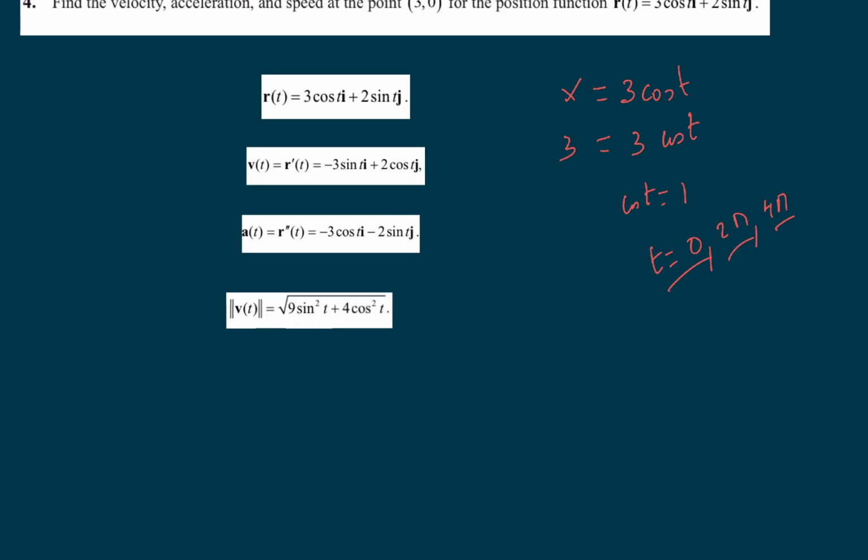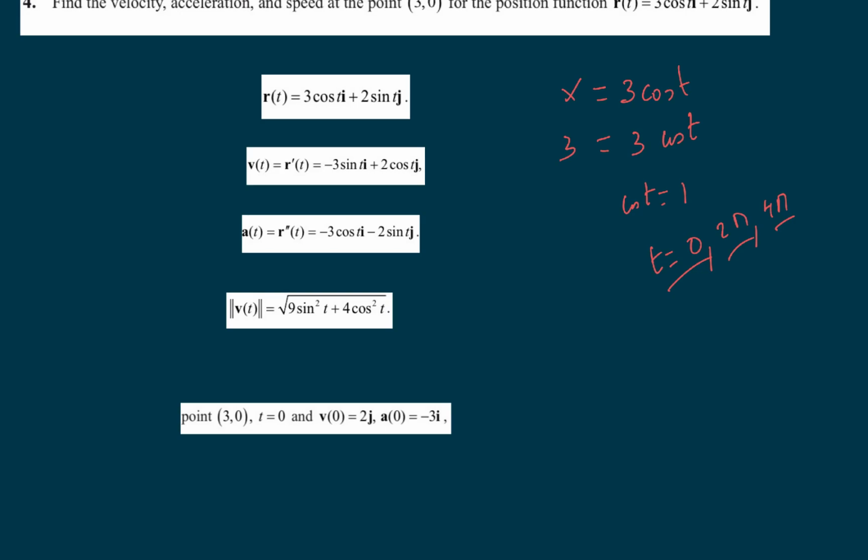When will the magnitude of the vector velocity be at its maximum, at what time t? Well, you have to set the derivative of v with respect to t equal to 0, and you will find at what time t the vector velocity is the maximum. So at the point (3, 0), t equals 0 or 2 pi.